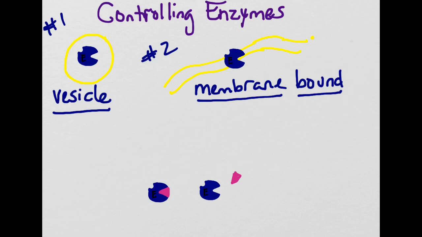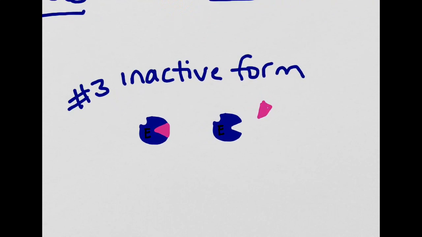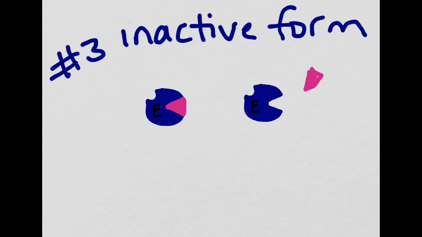All right, and then last but not least, actually not last, second to last, we can secrete them in an inactive form. Inactive form. So here I've drawn, I'm going to move him up, zoom in a little bit. So here I've drawn him so that you can see his Pac-Man mouth is filled with something, right? So right now he would be saying, my mouth's full, I can't work on anything. So the active site is occupied at this moment.